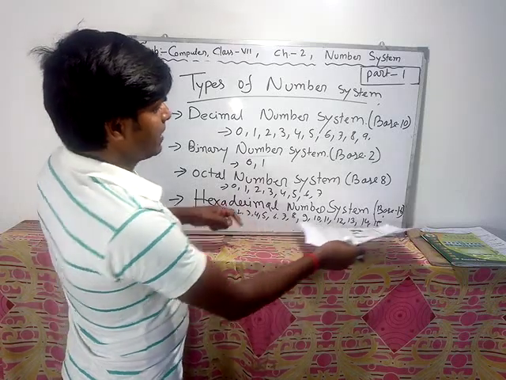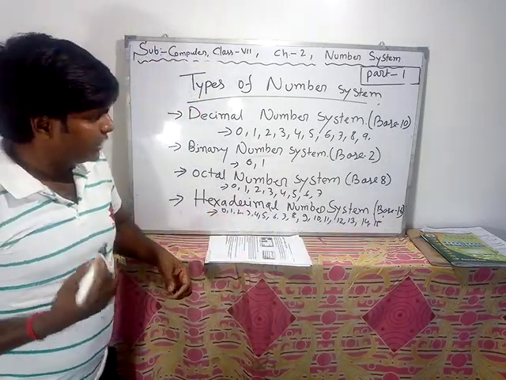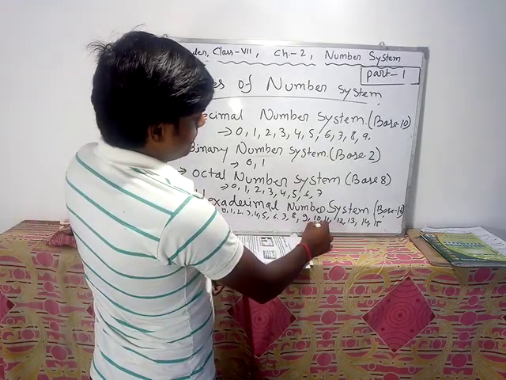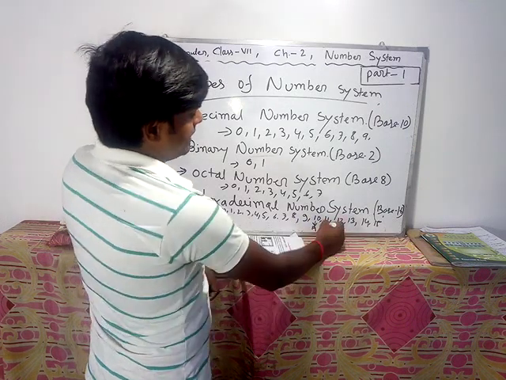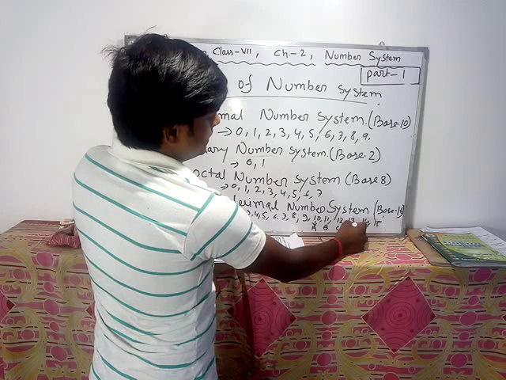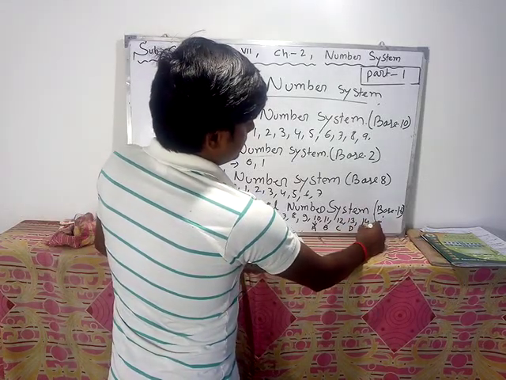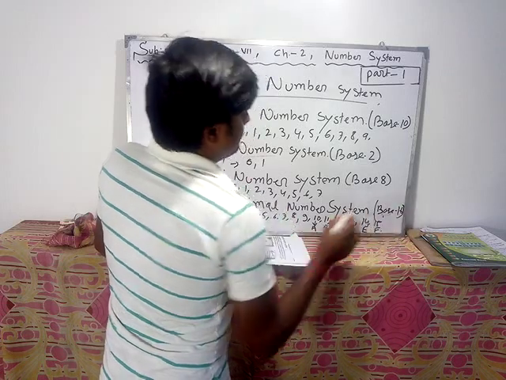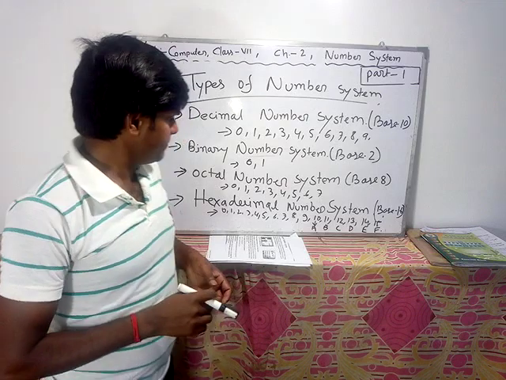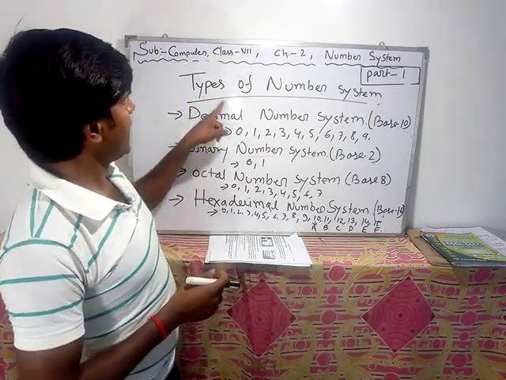After 9, 10 is denoted by A, 11 is B, 12 is C, 13 is D, 14 is E, and 15 is F. In the hexadecimal number system it will be like that. I hope all the students understand the types of number system.